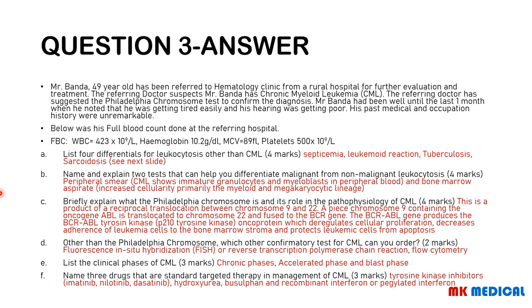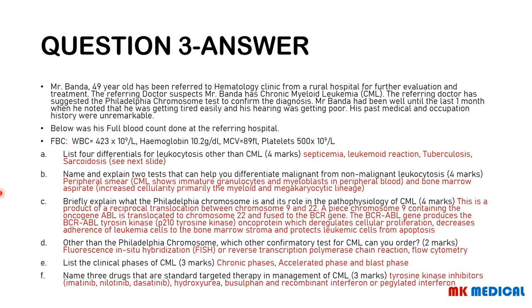So now this BCR-ABL gene is going to be producing a certain protein. This protein is known as a BCR-ABL tyrosine kinase, or you can call it a P210 tyrosine kinase. It's an oncoprotein. Now this oncoprotein, what is it going to do? It's going to deregulate cellular proliferation. It's going to decrease the adherence of the leukemic cells to the bone marrow stroma, so it means they can easily get into the bloodstream. And of course, it's going to protect these cells from the signals that are going to be causing apoptosis, the cell death. So that's how they contribute to causing leukemias.